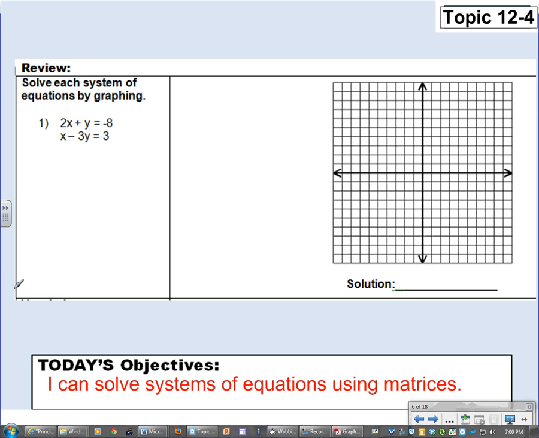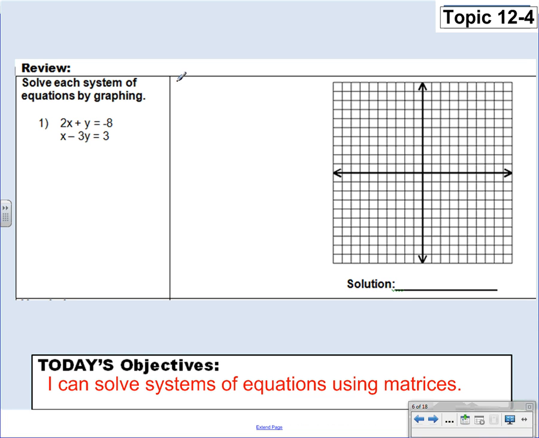So our objective is, how can I solve these using matrices? But the first thing we're going to do is review how we've solved systems in the past. When our equations are given in standard form, the first thing we have to do is get them into y-equal form, or slope-intercept form. So we'll take our first equation, 2x plus y equals -8, and we need to change it to y-equal form, meaning y equals blank x plus blank.